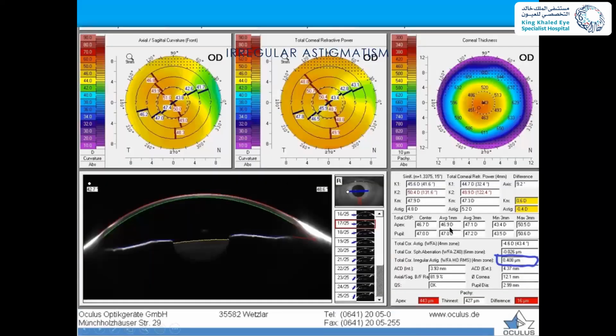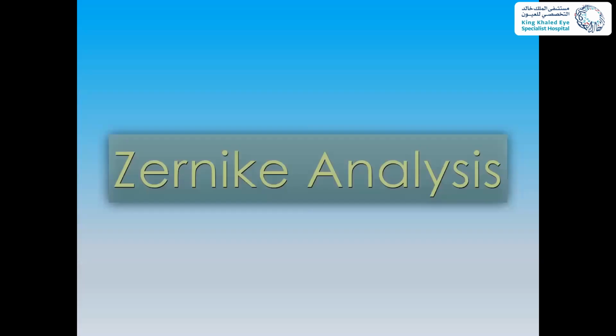So again, we touched on this initially. There is a pre-operative assessment where you get the simulated K readings. Here also an important thing you can get is the total corneal irregular astigmatism, okay? And this gives you spherical aberration. This is important for you to decide whether you can use a multifocal IOL or not. In general, less than 0.3 root mean square is taken as normal, between 0.3 to 0.5 is not good, and certainly you must not put a multifocal IOL if the total corneal irregular astigmatism is more than 0.5.